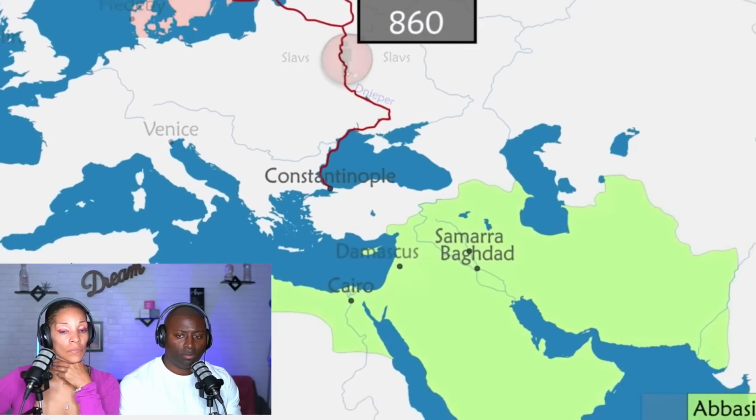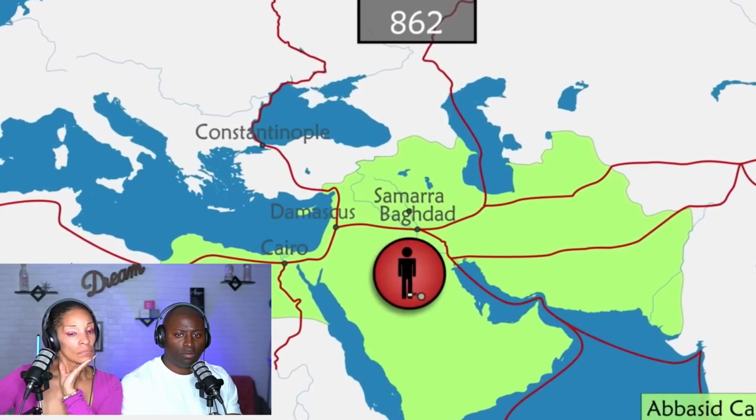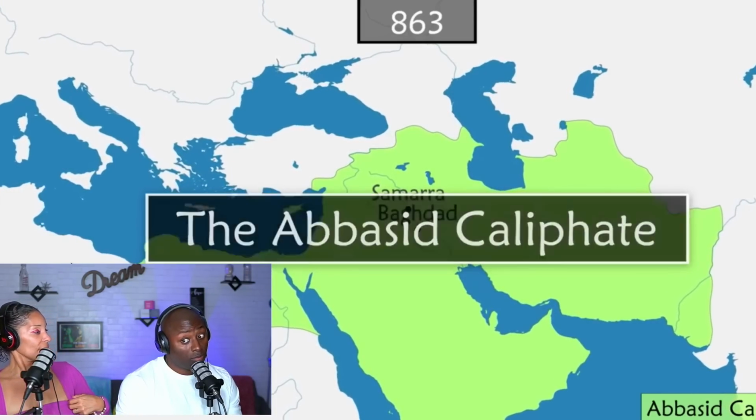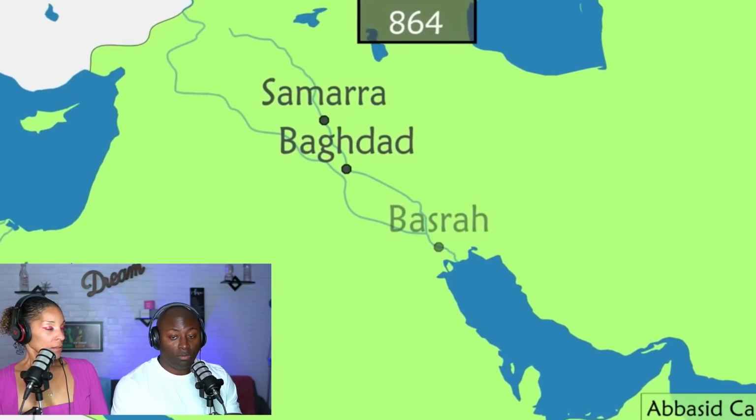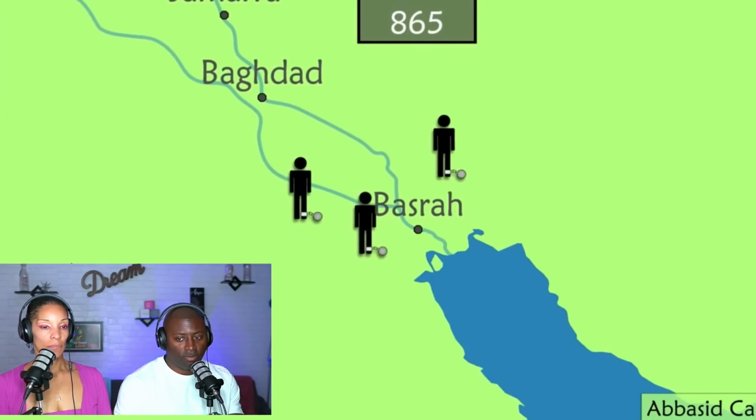In the Abbasid Caliphate, the majority of slaves from the conquests and trade routes end up in Baghdad. Further south, towards Basra, there are huge swamps. Thousands of slaves are sent there.